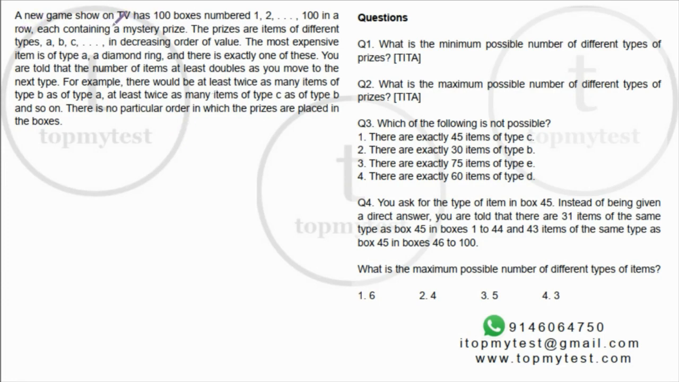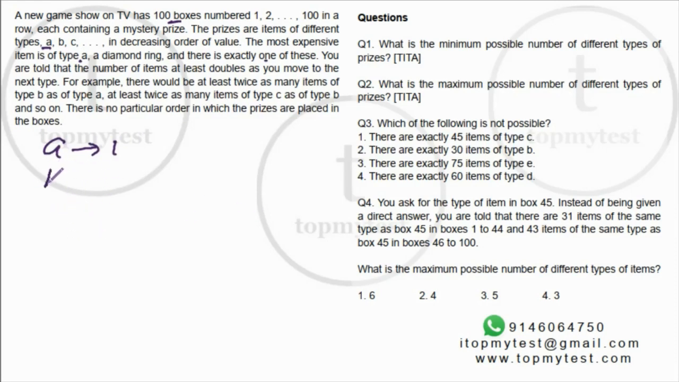New game show on TV has 100 boxes numbered 1 to 100 in a row, each containing a mystery prize. The prizes are of different types, A, B, C, D, in decreasing order of value. The most expensive is type A, a diamond ring, and there is exactly one of this. So of type A, there is one prize, that's the most expensive. Then B is cheaper than A, C will be cheaper than B, D will be cheaper than C, and so on.